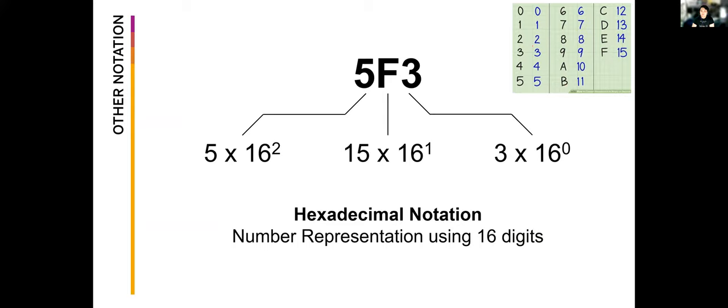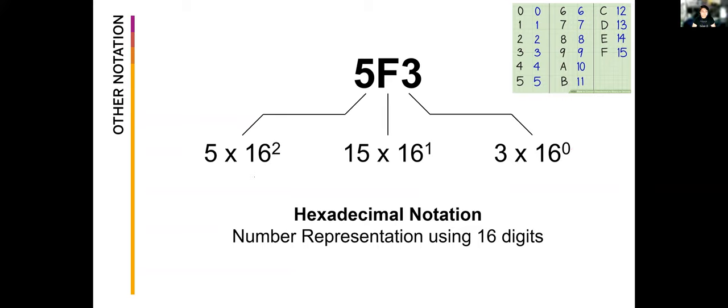Okay, so 0, 1, 2, 3, 4, 5, 6, 7, 8, 9. Pagdating sa 10, we are now using letters, which is A, B, C, D, E, and F to represent 10, 11, 12, 13, 14, and 15. So the same thing, we have 0 to 15. Okay. So if we have a hexadecimal number of 5F3, okay, we simply break it down. So 5 times 16 squared, 15, which is the value of F, 15 times 16 raised to 1, and then 3 times 16 raised to 0.